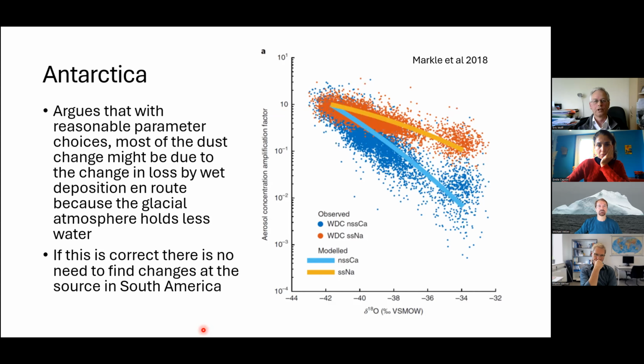And you can see that with his preferred parameter choices in Antarctica, he argues that most of the dust change might be due to wet deposition on the journey, and that there's very little change at the source. If he's correct, there's no need to find a change in the source in South America at all.